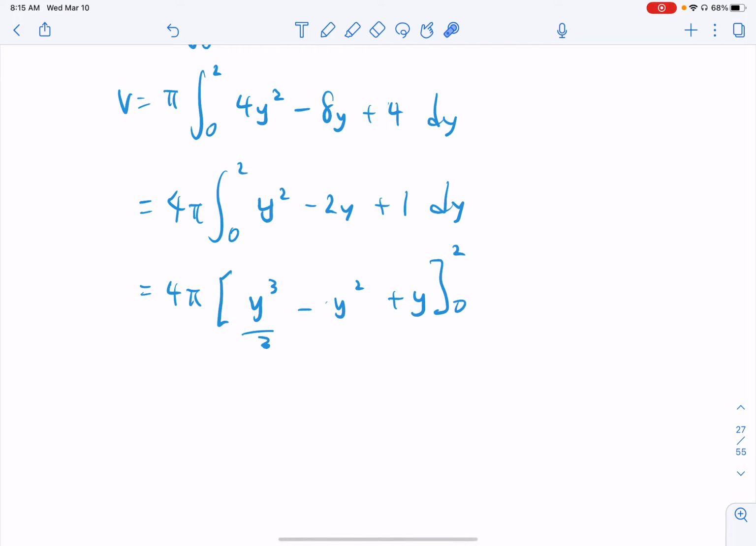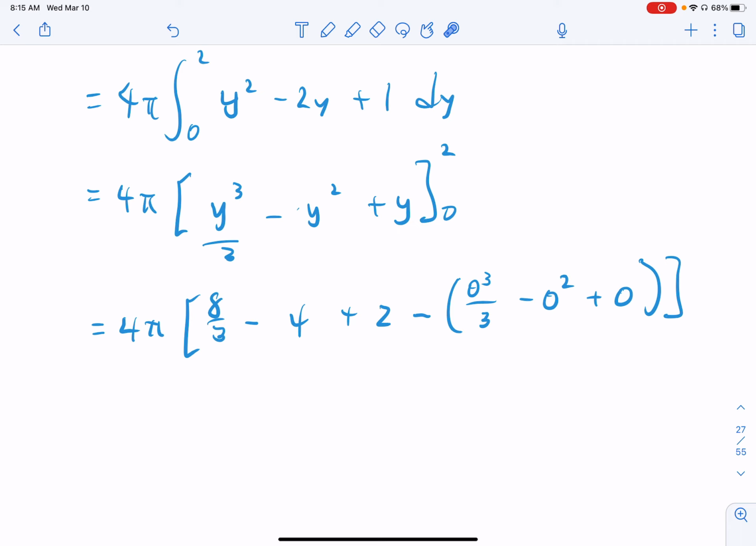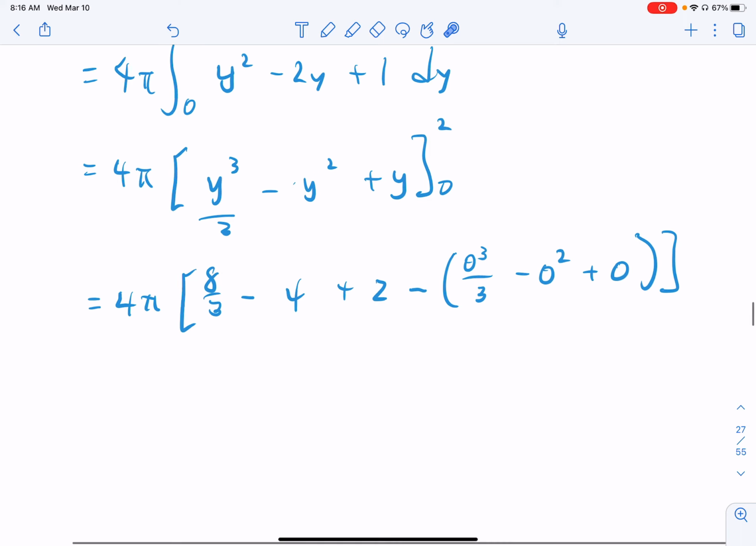I'm going to make sure I do not forget to plug in my 0 this time. Whew. 4 pi times, let's see, that'll be 8 thirds minus 4, and then plus 2, minus, here, don't forget your parentheses so you can distribute it, 0 cubed over 3 minus 0 squared plus 0. Close the brackets. Okay, that's a safe stopping point right there, if you wanted to. Hey, notice that these zeros cancel out, but I still have to remember to subtract out this 1/3 of 0 that's right there.